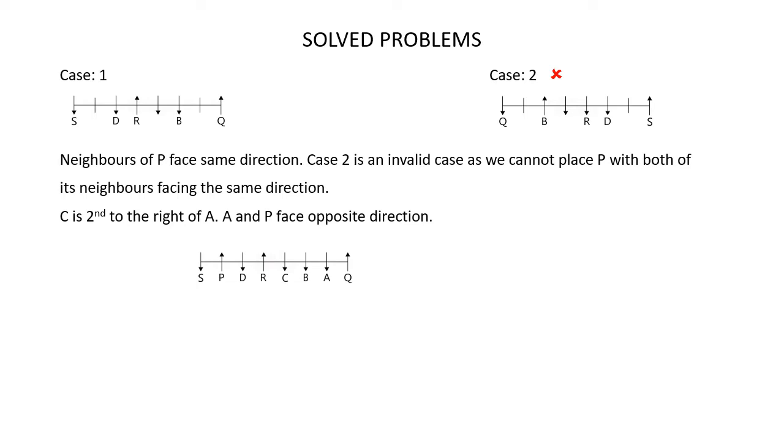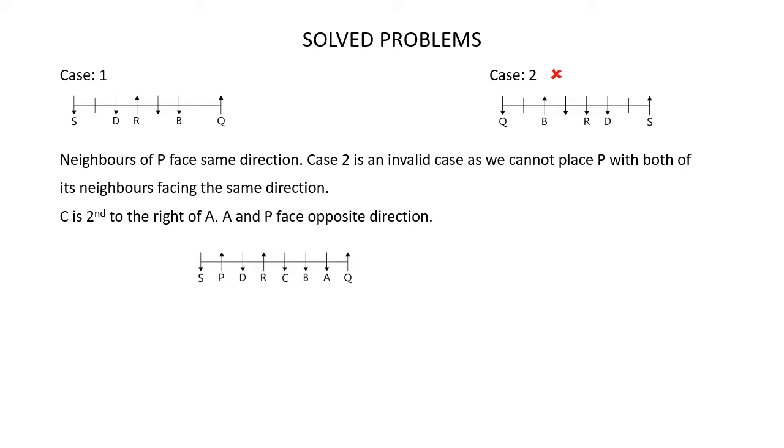Now let's consider case 2. P cannot sit here because the neighbors are facing opposite directions. P cannot sit here because again the neighbors are facing opposite directions. Also P cannot be placed here because the neighbors are facing opposite directions. So case 2 gets eliminated because there is no place for P here. Now finally we are left with only case 1. And in case 1 the position of P is here.